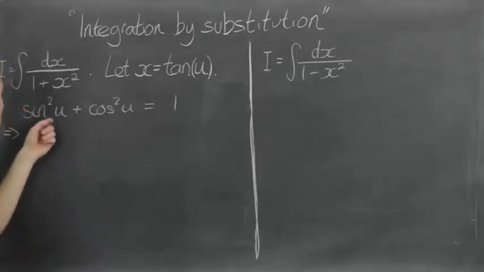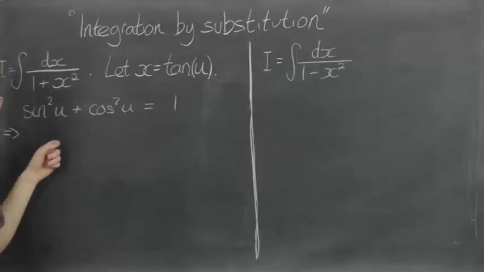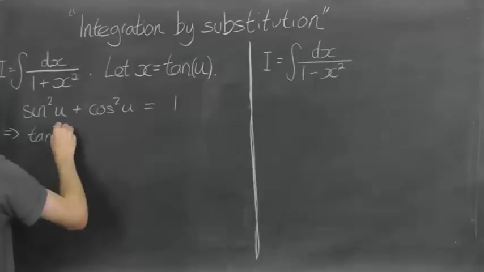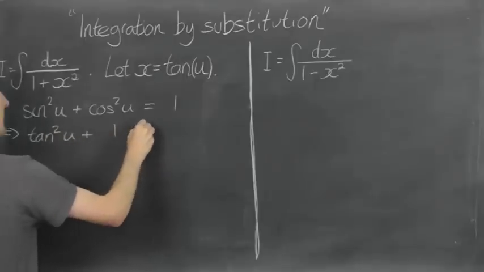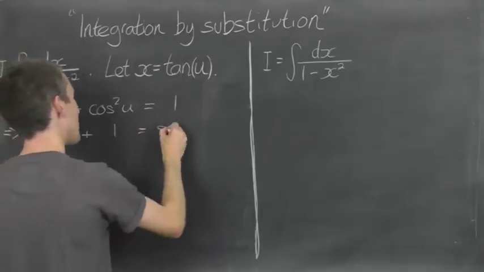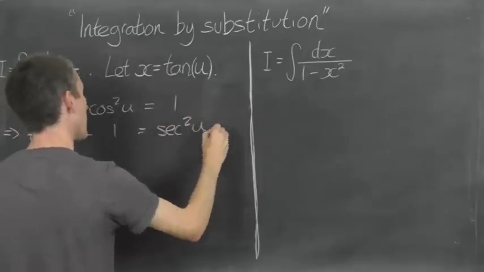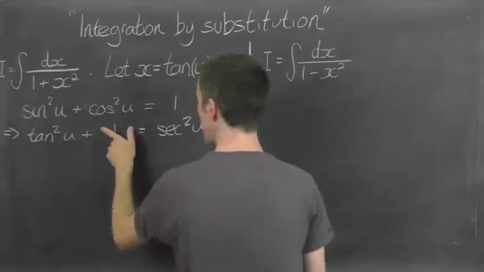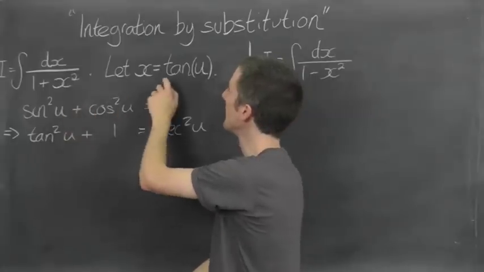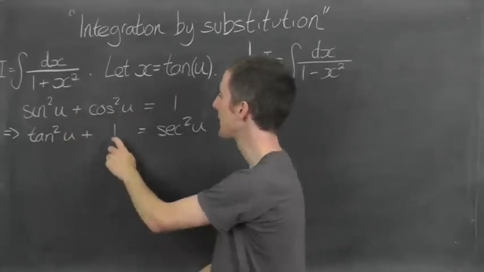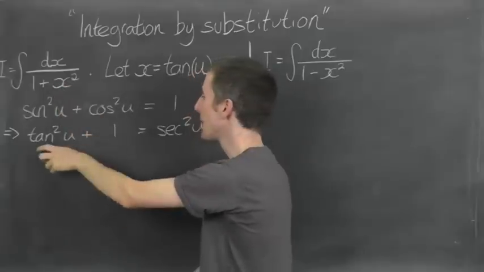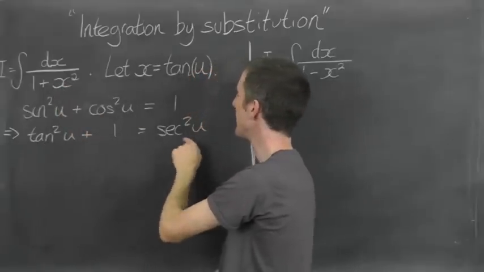Now, if I were to divide this through by cos squared, then I reach tan squared plus 1 equals 1 over cos squared. 1 over cos squared is the same thing as sec squared. So here's another version of the trigonometric identity. And now you can see this is the motivation for making the substitution, because here I've got 1 plus x squared, and that's what features here. So I can replace 1 plus x squared with sec squared u.